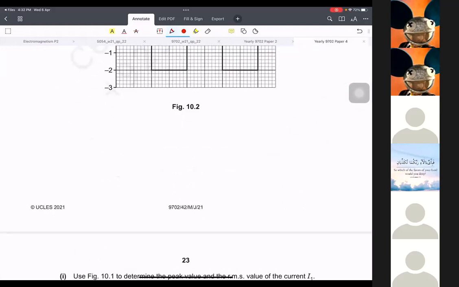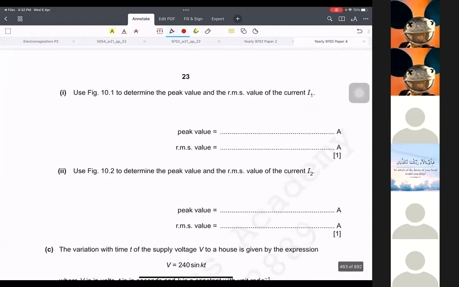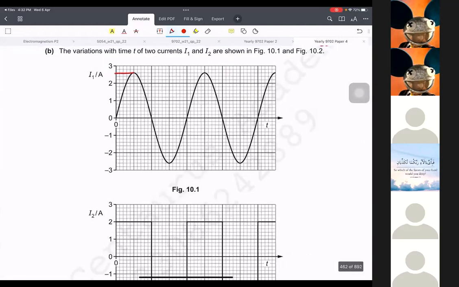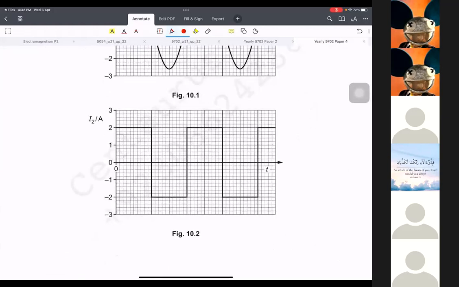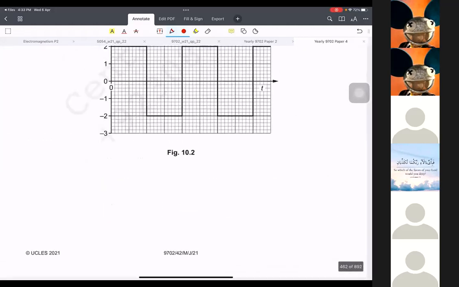So they've given you a square wave and they've given you that wave. First of all, they say determine the peak value in RMS current. Now that's pretty simple. So the peak value of this is this, which is I think 2.6. Peak is this. Then to find the RMS value, what you do, you use I naught over root 2. What was the answer? 1.8. Okay. All right. Ab hum dekhenge iska in this one.